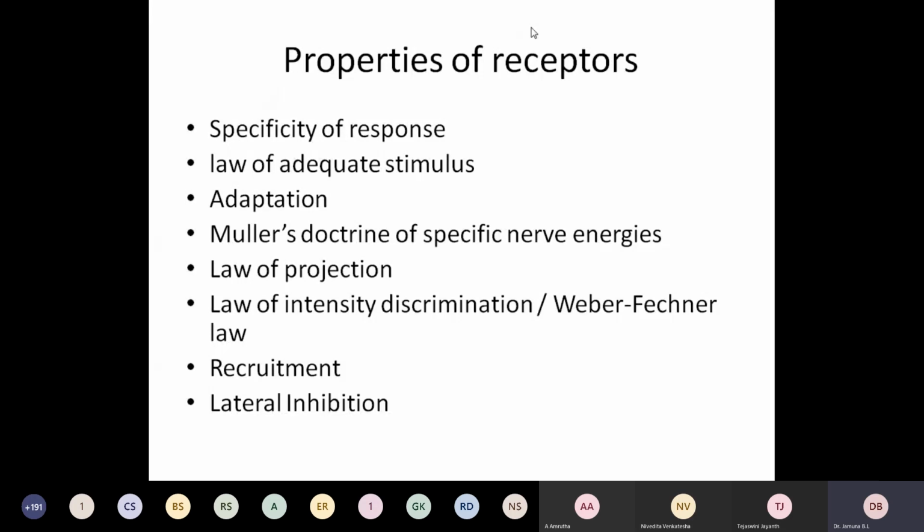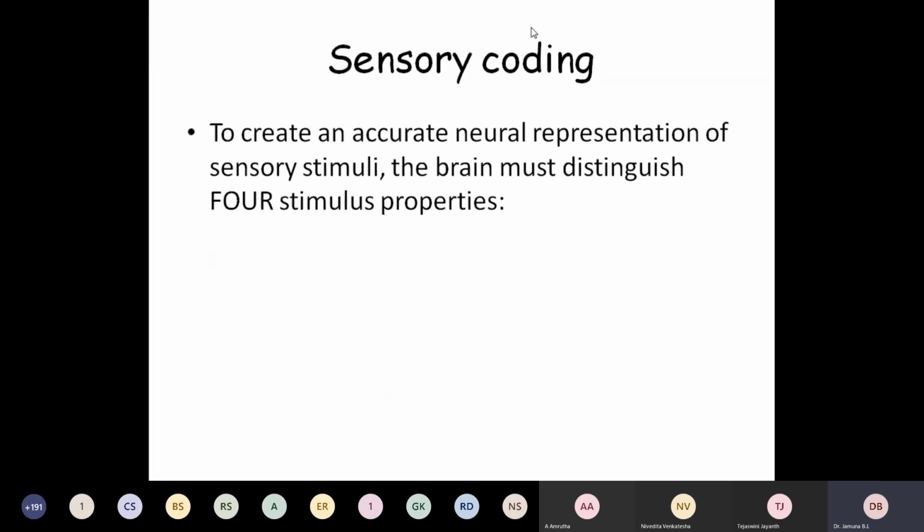Now coming to a few points on how sensory coding occurs. Sensory coding is to create neuronal representations of sensory stimuli. The brain has to distinguish four elementary properties of this stimulus. What are those four elementary properties? One is the type of modality, and then the location, the intensity, and the duration. So these are very important.